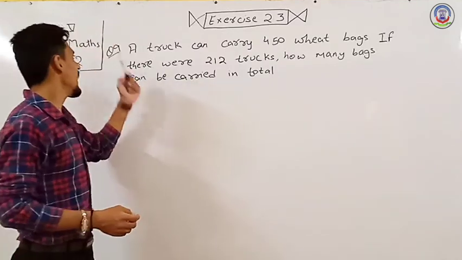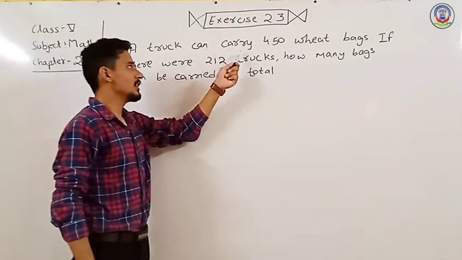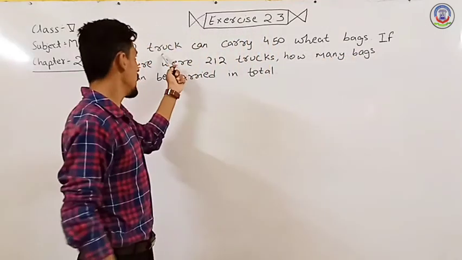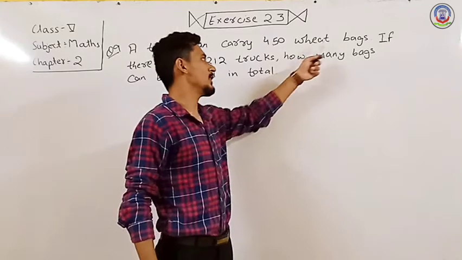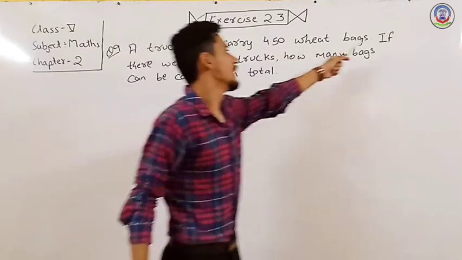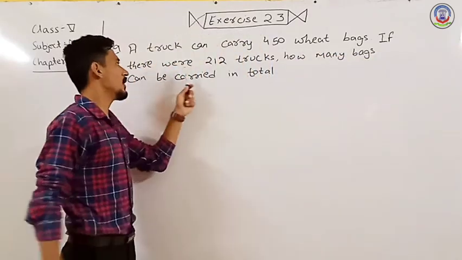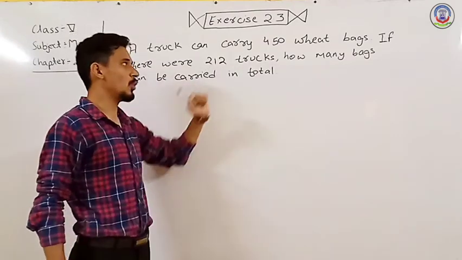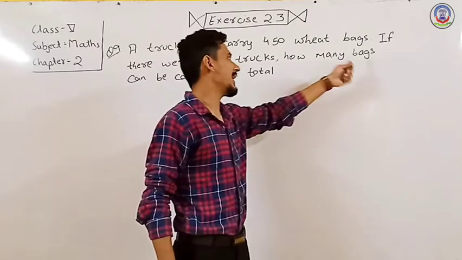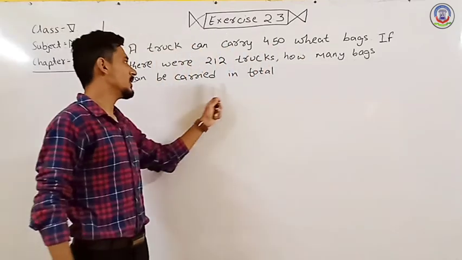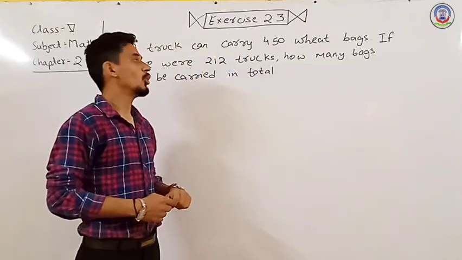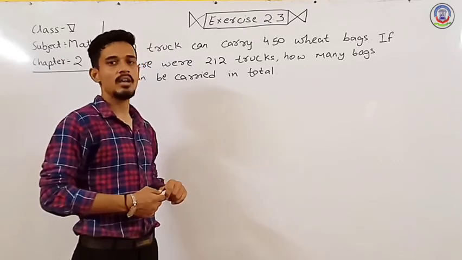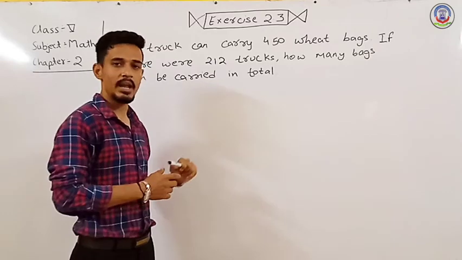Now question number 9. A truck can carry 450 wheat bags. अब एक ट्रक है जिसमें 450 wheat bags आ सकती है. If there were 212 trucks, कितनी trucks? 212 trucks. How many bags can be carried in total? तो टोटल कितने बैग्स हम लोग 212 ट्रक्स में ले सकते हैं, कैरी कर सकते हैं, वो हमें बताना है.